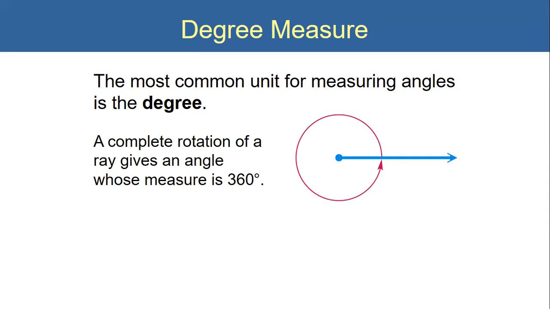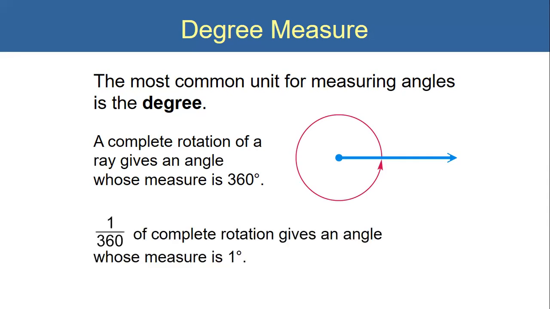Make sense? Okay, now, 1/360th of a complete rotation gives an angle whose measure is 1 degree, okay? What this leads us into is called radian measurement, which we're going to talk about a little bit later. Just keep in mind that when we start using another unit of measurement, it's because we're talking in terms of 1 over 360.